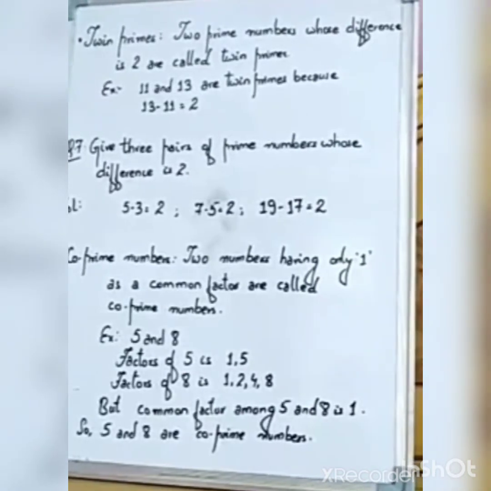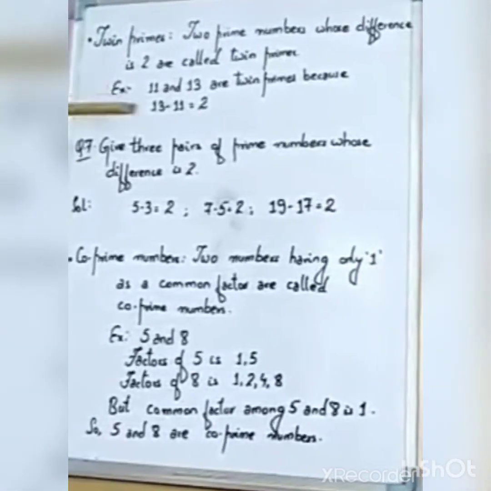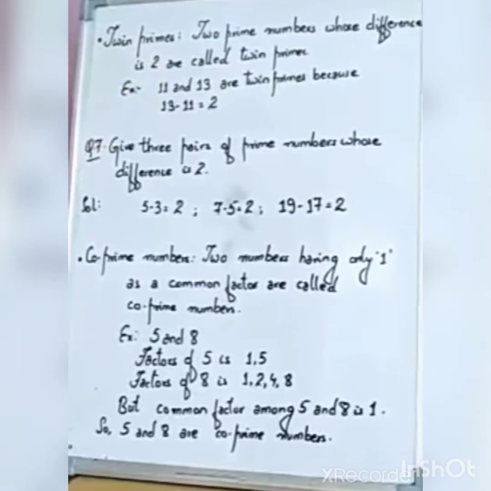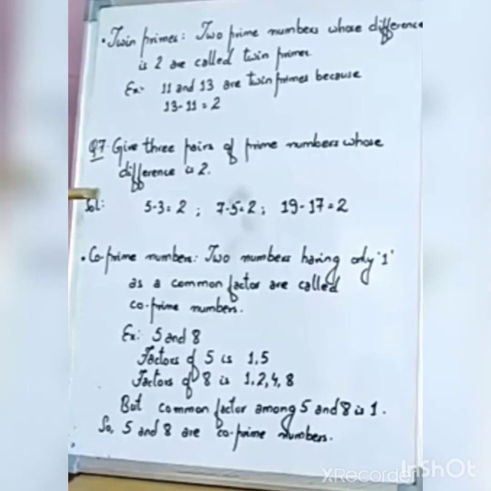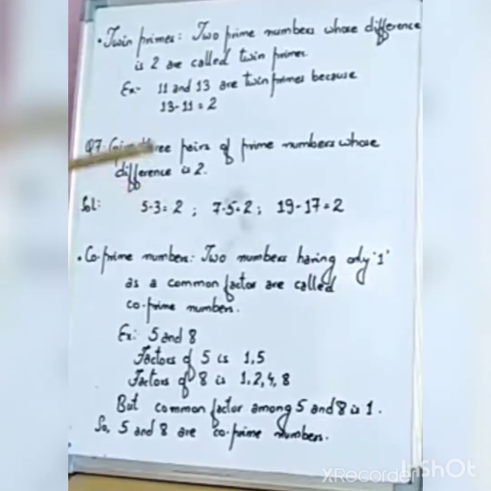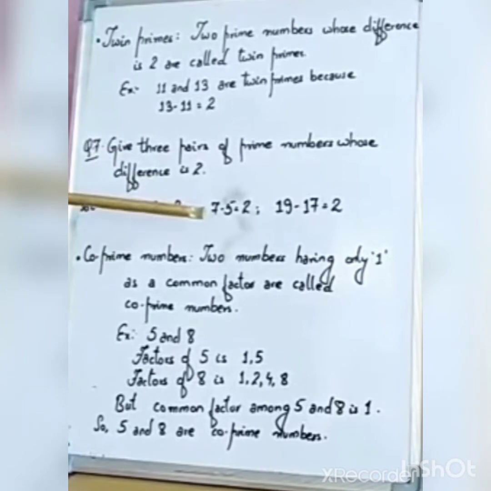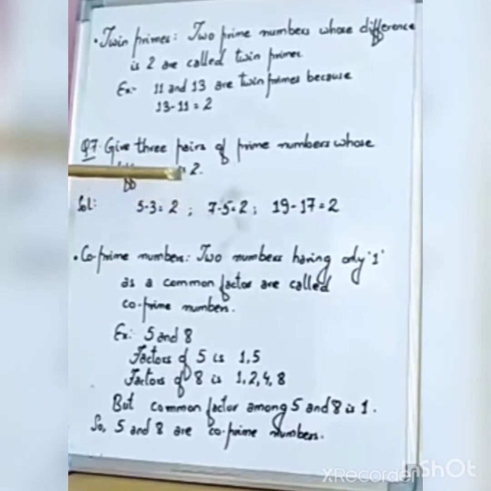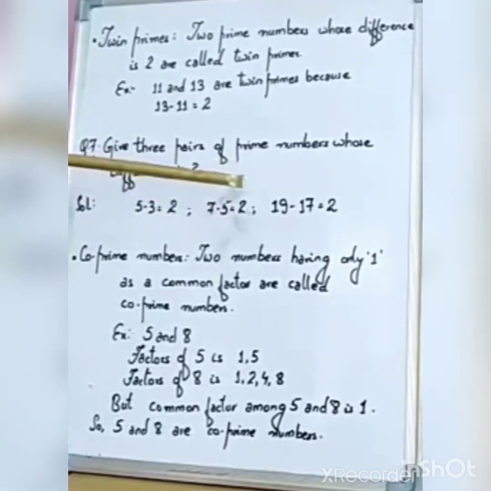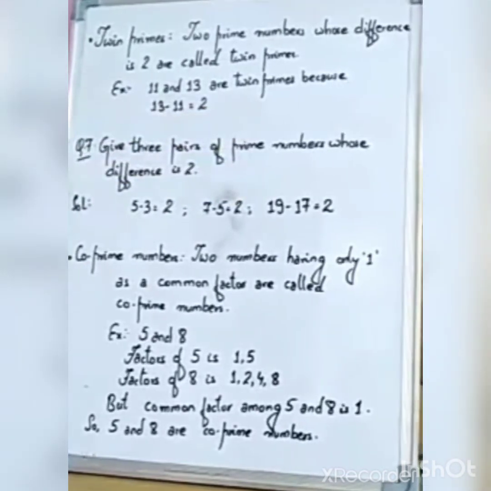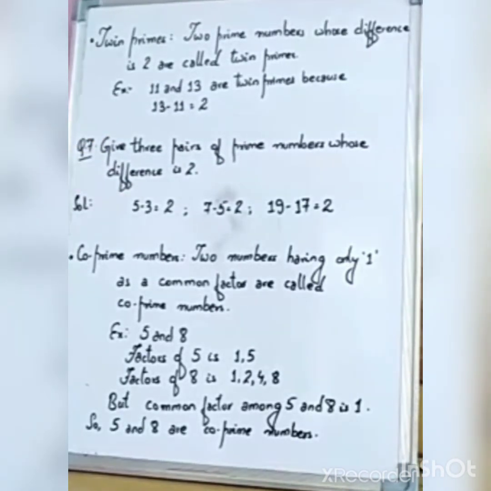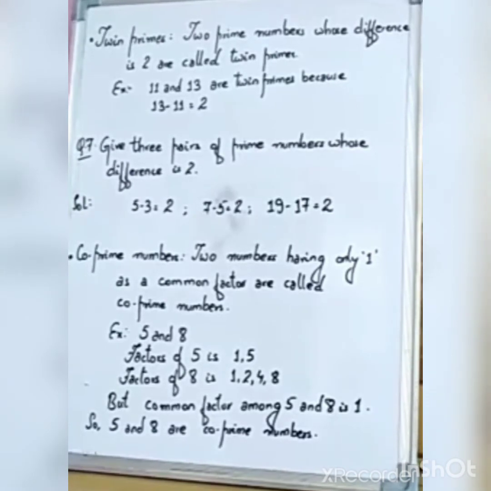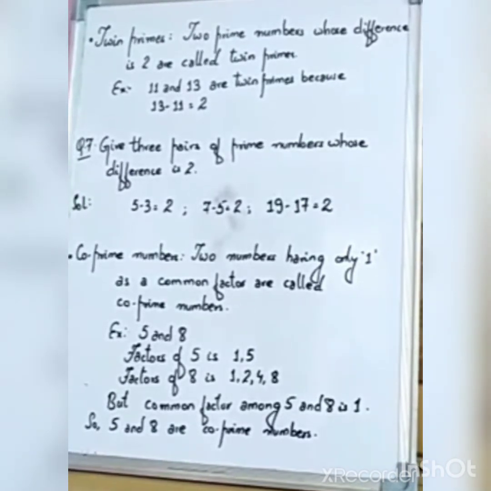For this we can take an example also. Give 3 pairs of prime numbers whose difference is 2. Means we have to take such prime numbers whose difference is 2. We can take 5 minus 3, answer is 2. 7 is also a prime number, 5 is also a prime number. When we are subtracting it, our answer is 2. Similarly, 19 minus 17, our answer is 2. So these are the 3 pairs, and there are many more also. So these are the 3 pairs of numbers whose difference is 2 and they are known as twin primes.